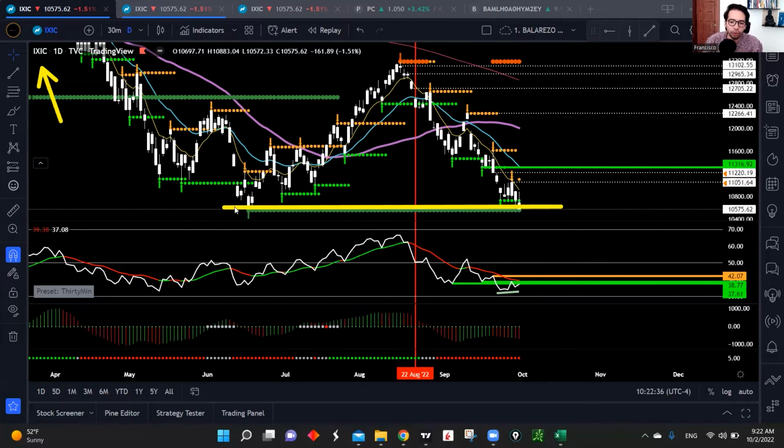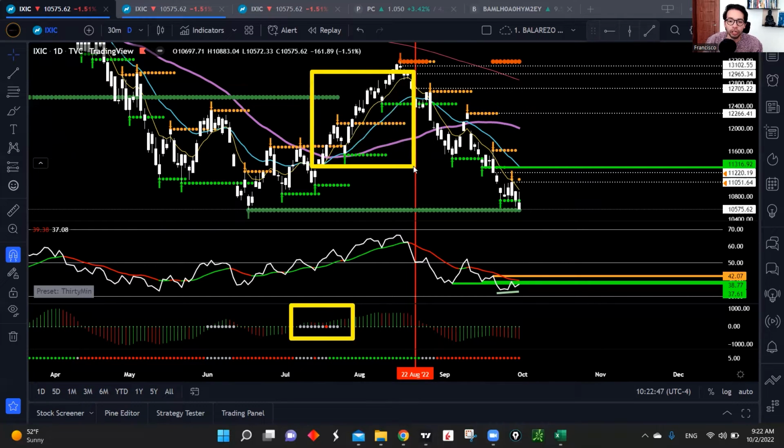So yeah, basically we had a pretty strong move to the upside. We had a pretty strong move to the upside right here. Let me just erase that for a second. You can see that we had a squeeze. We had a pretty strong expansion to the upside, and now we basically gave all of that back.